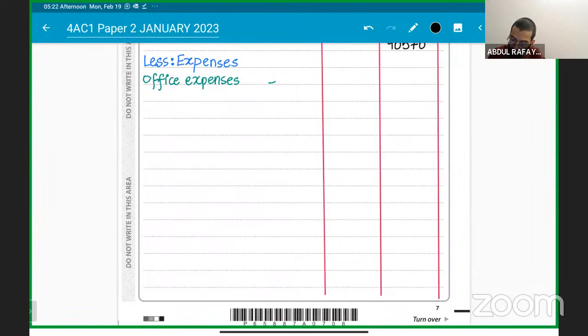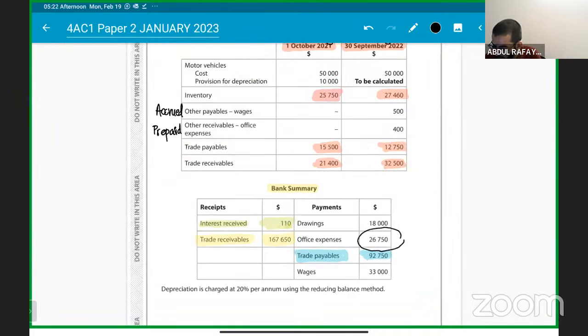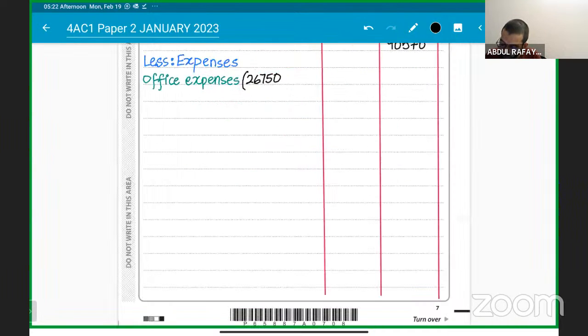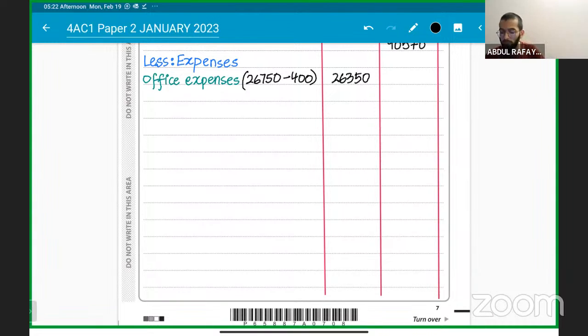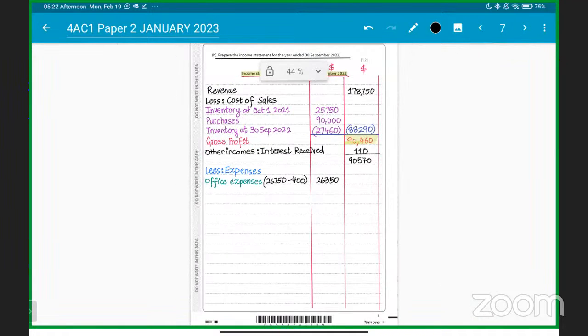We don't need this at the moment. So 26,750 is the office expenses amount for the year, and 400 will be subtracted from that. Why? Because you have paid in advance 400. We only record the current year expense and income in this. It will come to 26,350. Got this clear? Any problem? Sure about it, clear?